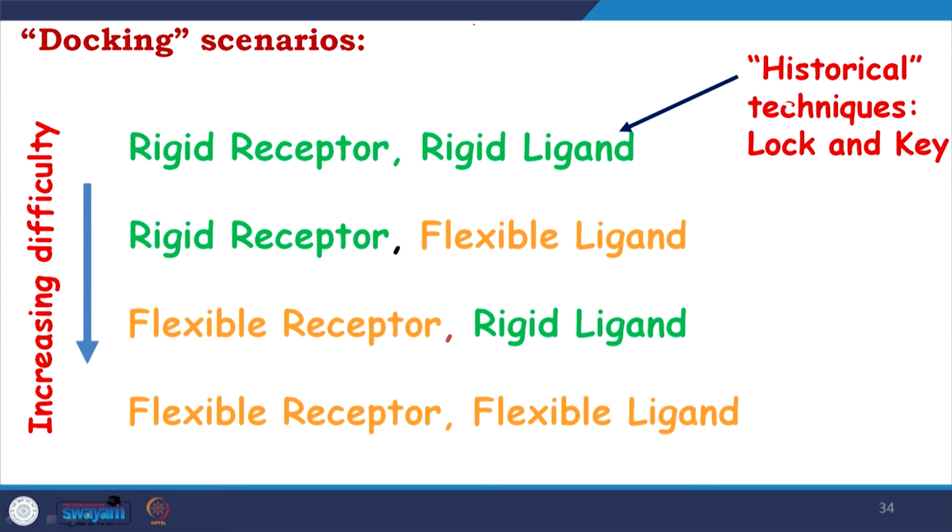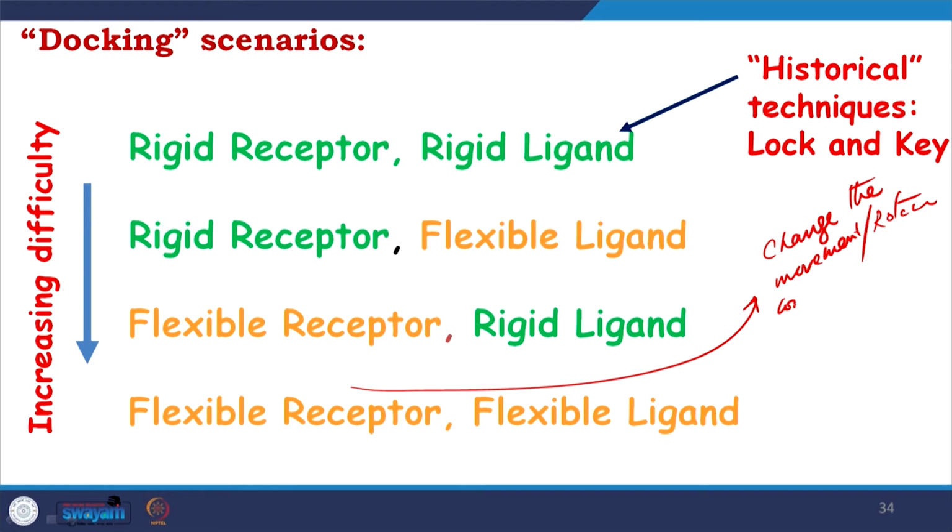But before ending this up, this rigid receptor rigid ligand is historical, where it started, where we had the lock and key concept. But this is not far away. Now if you look at Autodock, you could change the movement or rotamer conformation of side chains of amino acids which are involved in docking.